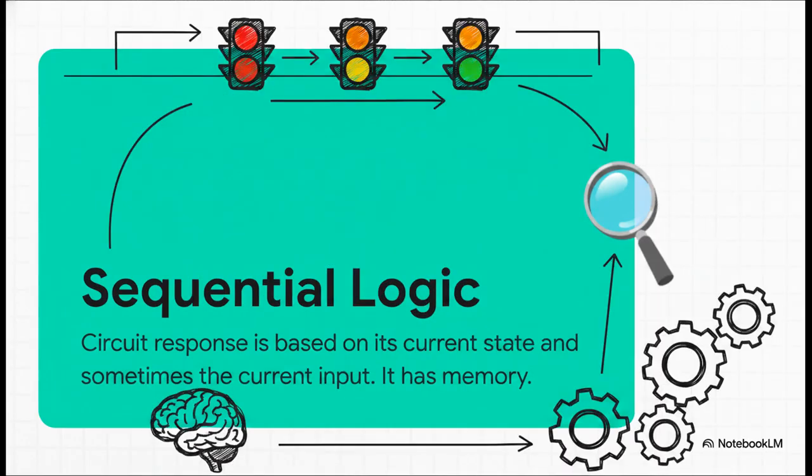The other type is sequential logic, and this is where memory comes into play. Its next action depends on what state it's in right now. The classic example, a traffic light. To know that it needs to turn red next, it first has to know that it's yellow right now. It remembers its current state, and that memory is what decides its future.